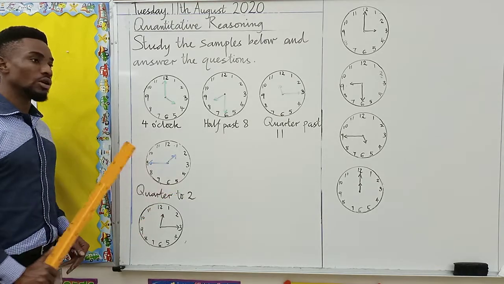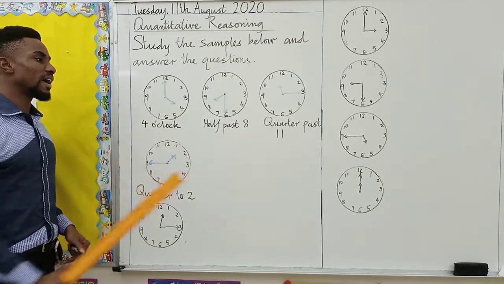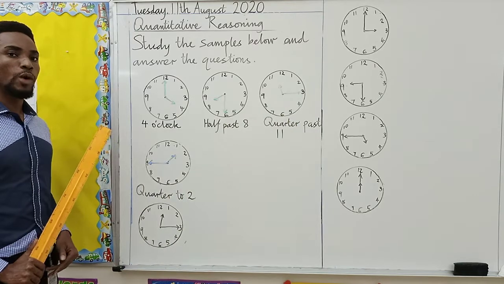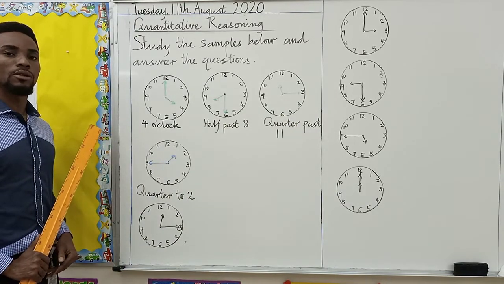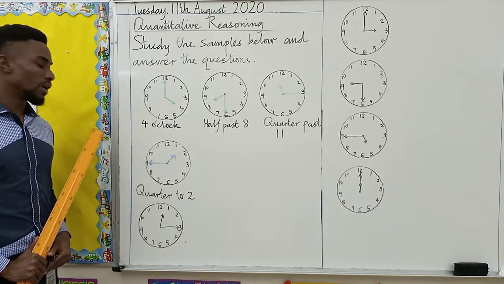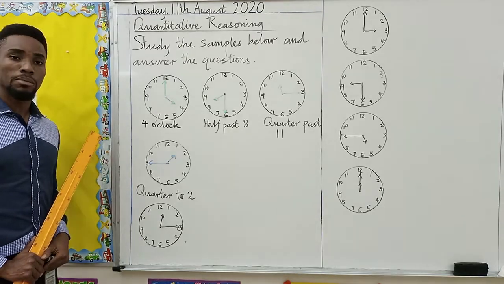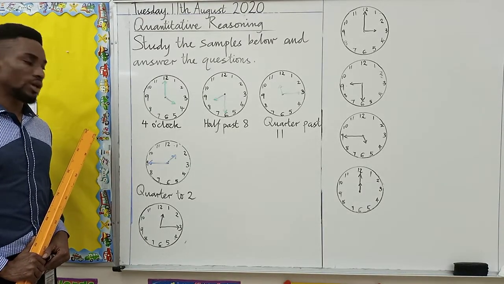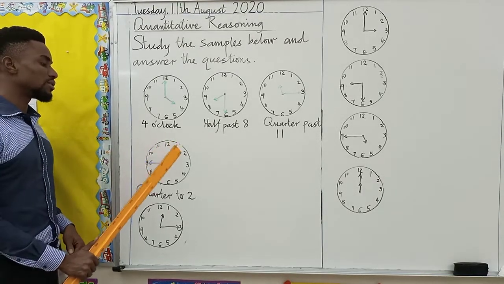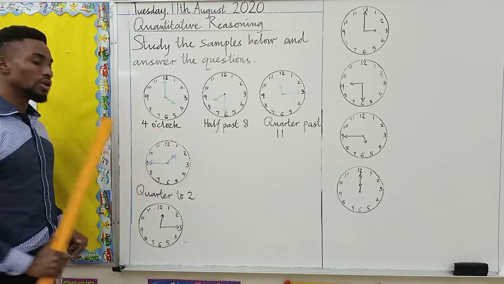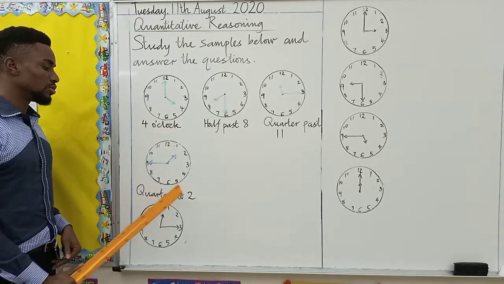Quarter to 2. Now unlike 8:30 and quarter past 11, where we picked the smaller number that the hour hand is between, here we pick the larger number that the hour hand is between. Now the hour hand is between 1 and 2, and the larger number is 2. So the time is quarter to 2.